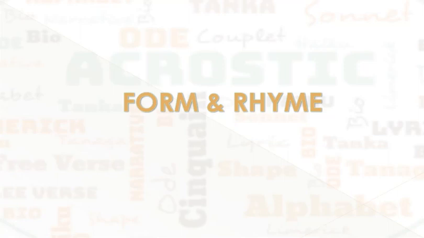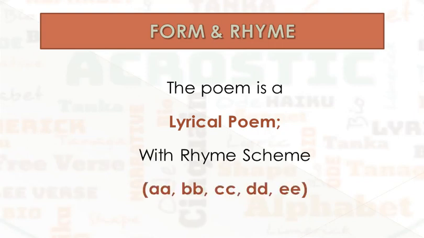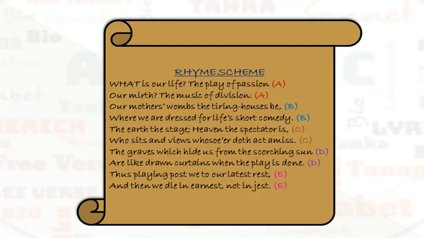Now, after reading the poem's text, we will move on to know about the form and rhyme in this poem. Well, actually, the poem is a lyrical poem with rhyme scheme AA, BB, CC, DD, and EE, as you will see here. We have the first two lines end with the sound ion, passion, division. So we have the first sound labeled by A, AA.